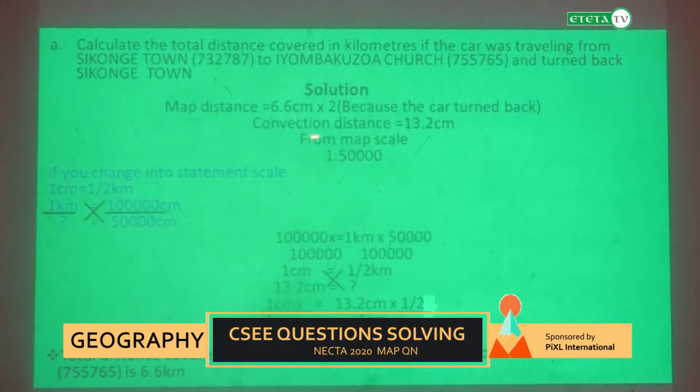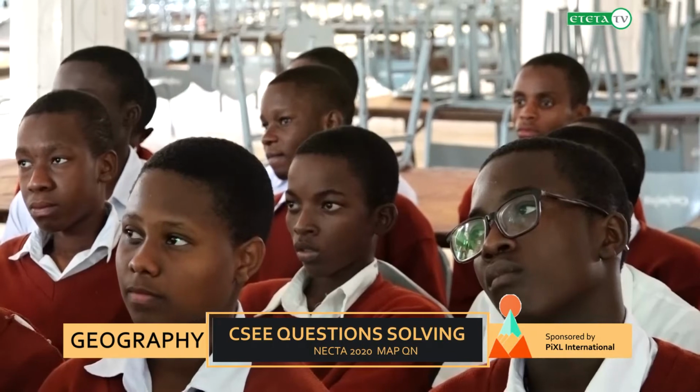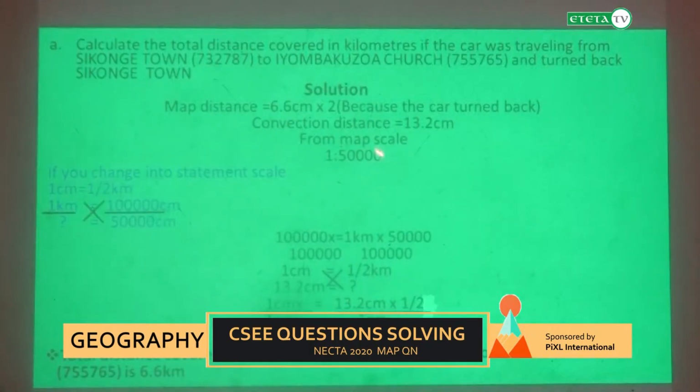Now this is a representative fraction. This one should be changed into kilometers, changing it into a statement scale. Now you change the 50,000 centimeters into kilometers. Here, 1 kilometer is equal to 100,000 centimeters. Now you see there, 1 kilometer is equal to 100,000 centimeters. Now here, you change this 50,000 centimeters into kilometers.